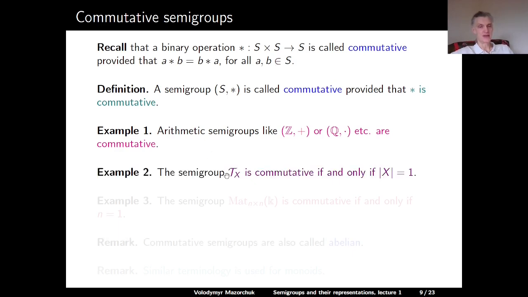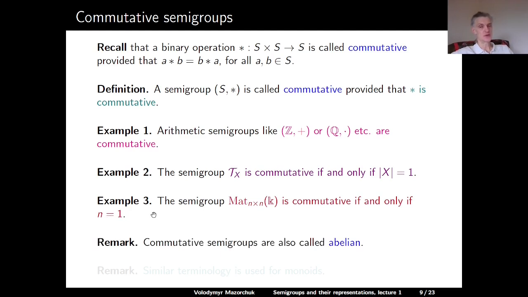Example 2: the full transformation semigroup on a set X is commutative if and only if the set is a singleton. Example 3: the semigroup of all n times n matrices over a commutative ring K is commutative if and only if n is equal to 1.